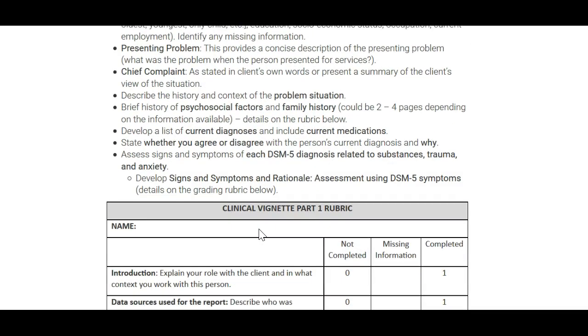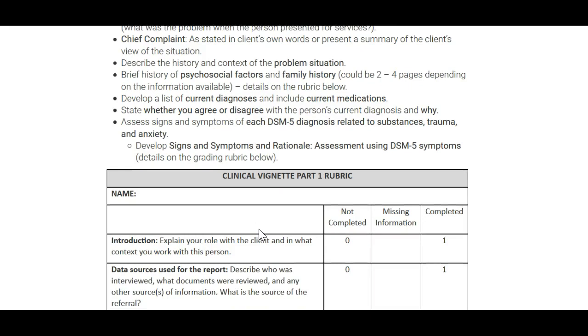Develop a list of current diagnoses and include current medications. Self-explanatory, but again, you should be using only DSM-5 diagnoses, and if you look up the diagnoses, you can Google them. There will be suggested medications for the diagnosis to use for this paper, just for the terms of this paper. When it comes to stating whether or not you agree or disagree with the person's current diagnosis, that's very clear. This is where you're going to put your clinical impressions of whether you feel the patient's behavioral manifestations are matching the current diagnosis, right?